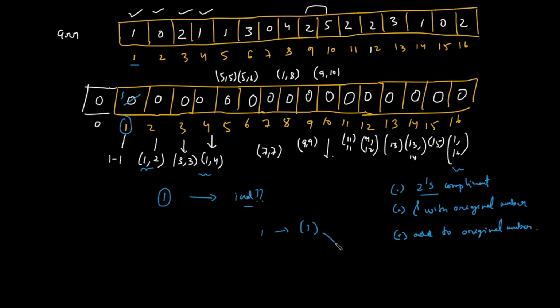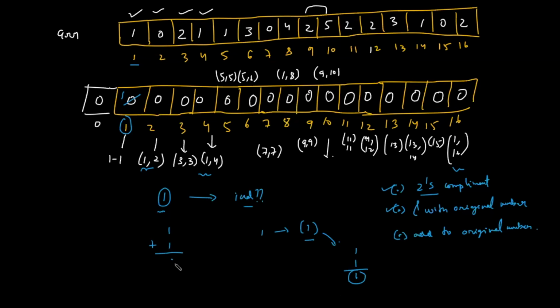After this, you have to do an AND with the original number. The original number was 1 itself, so the binary of 1 is 1 and the 2's complement is 1. You AND it, so you get 1. Once you've got this result after performing these 2 steps, you take the original number, that was 1, write it, and along with it write this result, that is 1, and you add it.